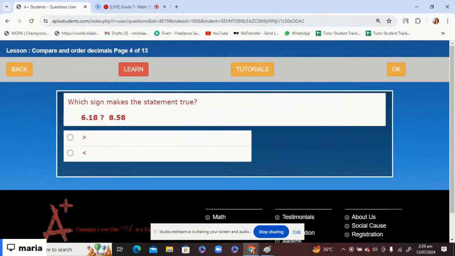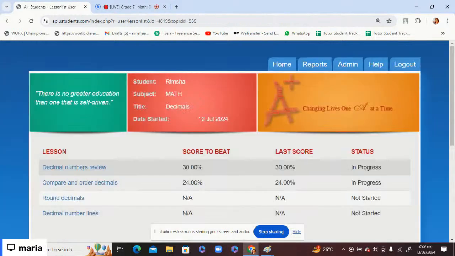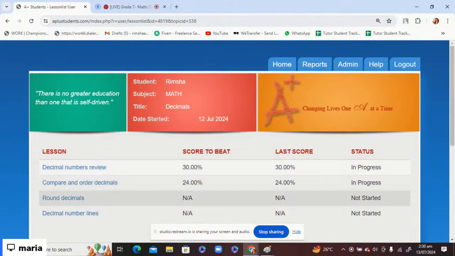Hope you guys understand this lesson as well. So solve the rest of the test questions by yourself. Then you will be better able to understand. Okay, now let's start the next lesson. So here we have done the first two lessons, that is decimal numbers review and compare and order decimals. Now let's start round decimals.